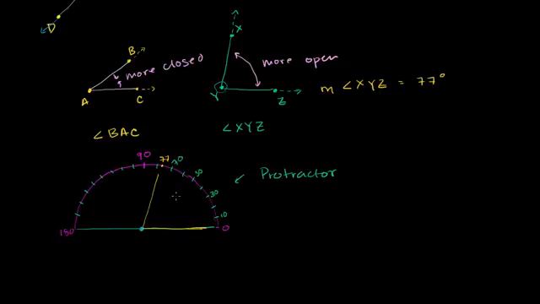And I want to be clear, degrees aren't the only way to measure angles, really anything that measures the openness. So when you go into trigonometry, you'll learn that you can measure angles not only in degrees, but also using something called radians. But I'll leave that to another day.